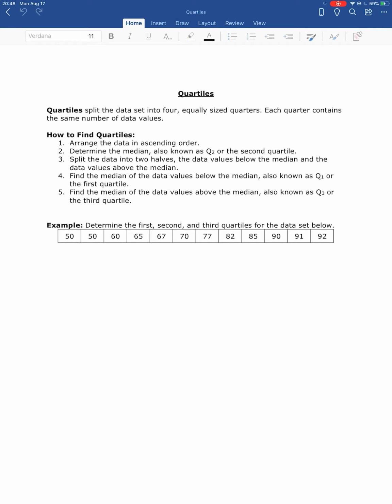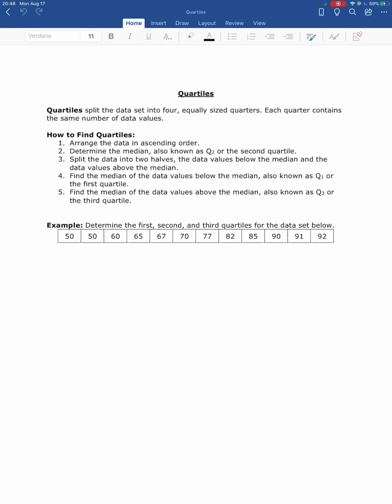And then we're going to repeat that by finding the median of the data values above the median, and that'll be Q3 or the third quartile. So to find these quartiles, we're finding 3 median values. So let's look at an example.